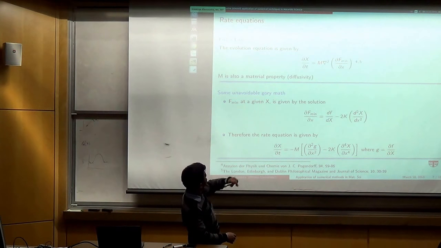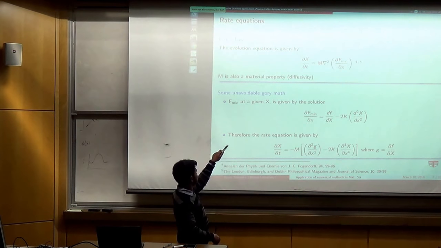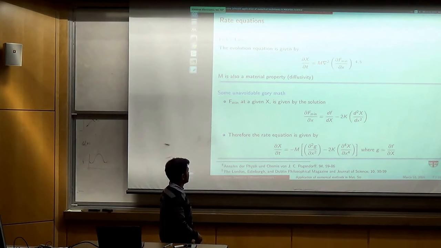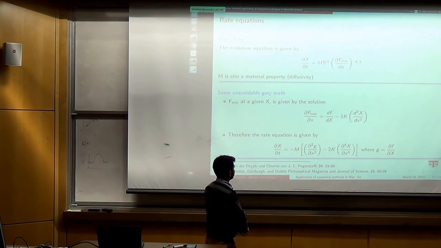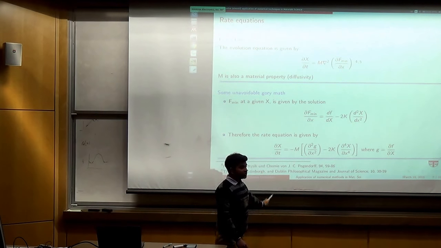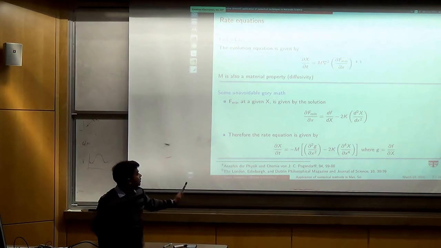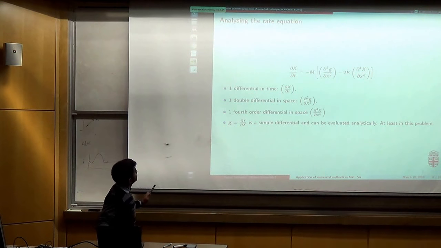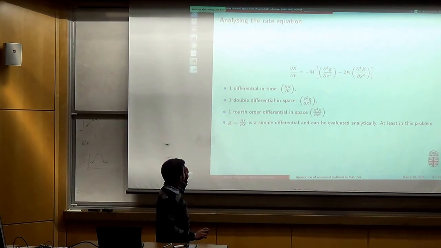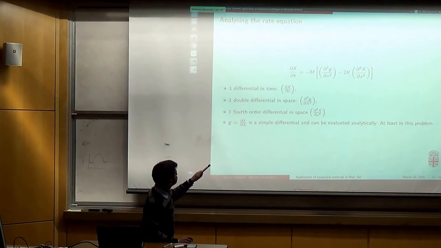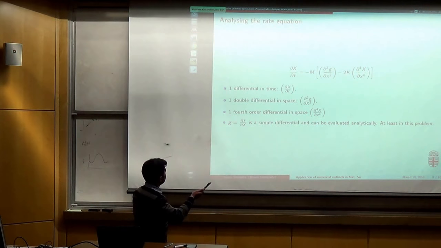Wait, there's one mistake. I think I should have added a negative sign on top, which is missing. It's del x del t equals minus m. But anyway, where we are now, we get this final partial differential equation, which we have to solve using a computer. Now let's analyze this equation a little bit. So we have one differential in time, that is del x del t. We have one double differential in space, that is del 2g del x2, and one fourth order differential in space.